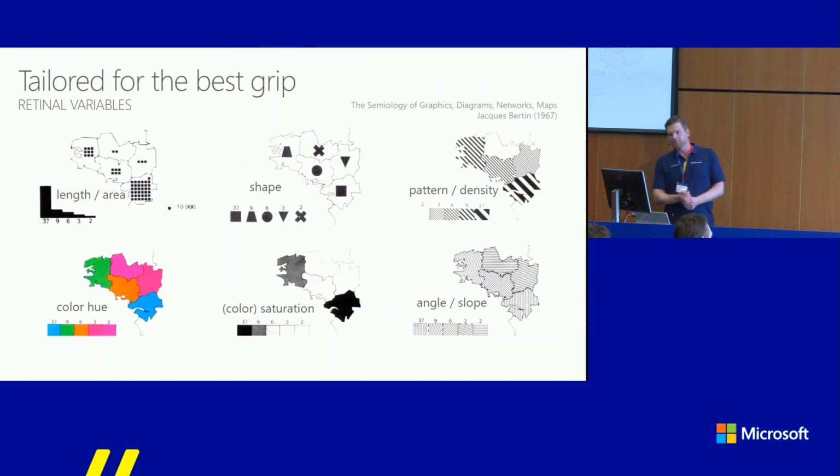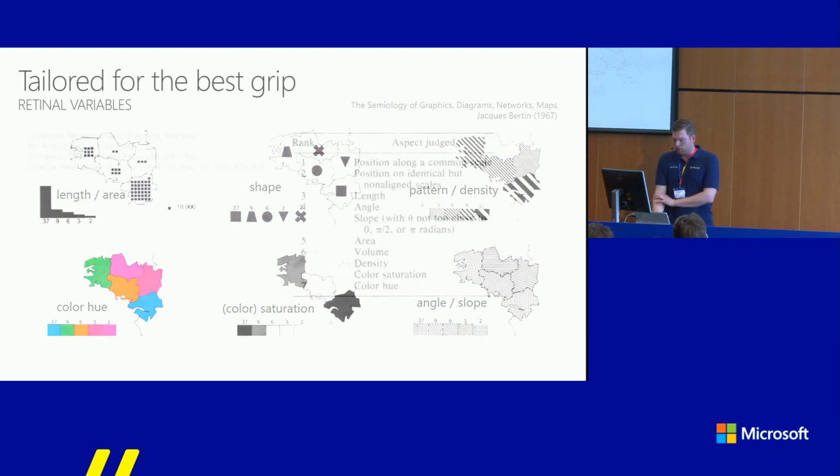Something about maps. Even if you use a map, you have a lot of options you can choose. They're called retinal variables. Think about them to even more help you display your data in the best way. Tell your story better.